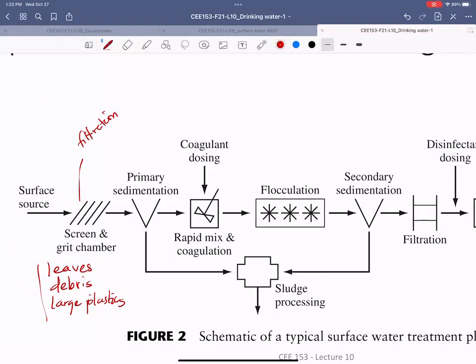What it doesn't remove is anything smaller than the size of the screen. That could be sand particles or soil particles. They will not be removed because they are very small. So once it gets there, you use sedimentations. Primary sedimentation means you have a big hole or big pond where you let the water sit for a while. If you let water sit, all the large particles will settle. So now the clean water will be on top, and you remove that clean water. That's called settling. So this is gravity.